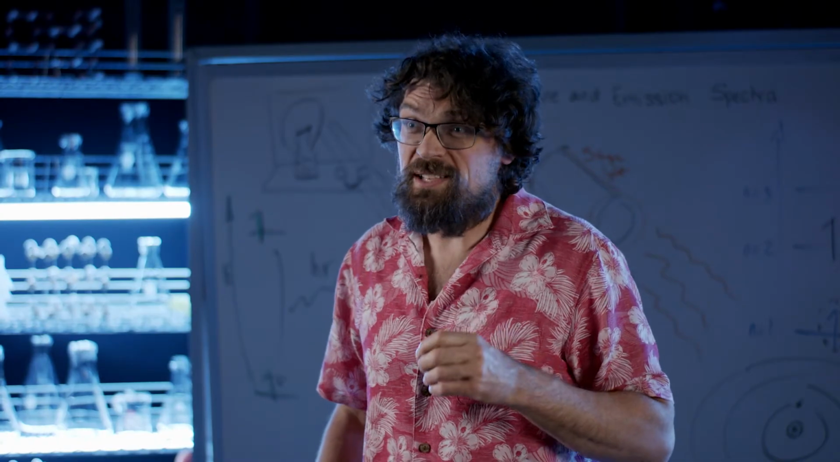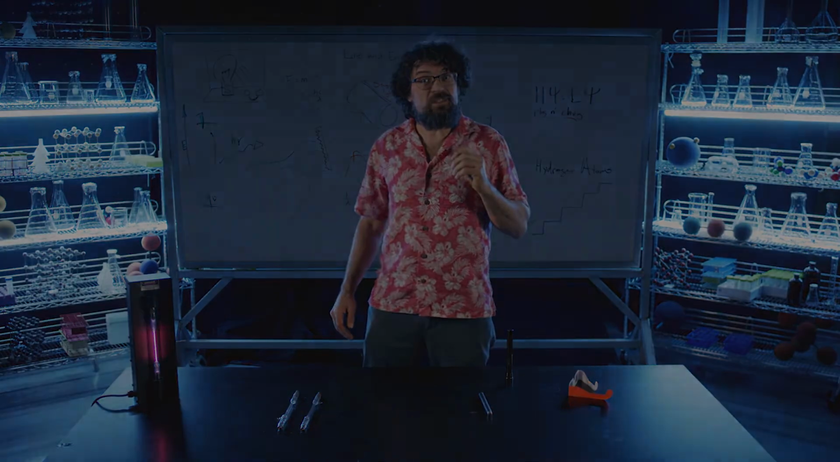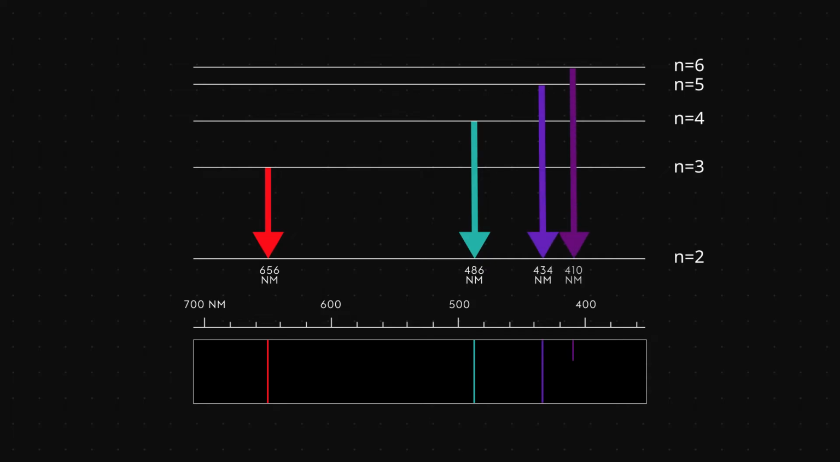We can see the ones in the visible spectrum, which corresponds to electrons descending to the second energy level, the N equals 2, from the third, which is red, the fourth, which is turquoise, the fifth, which is violet, and the sixth, which is purple. This gives us the entire spectrum of hydrogen.